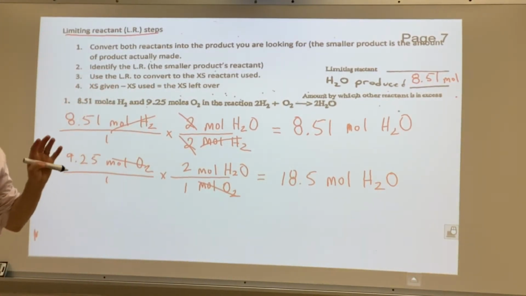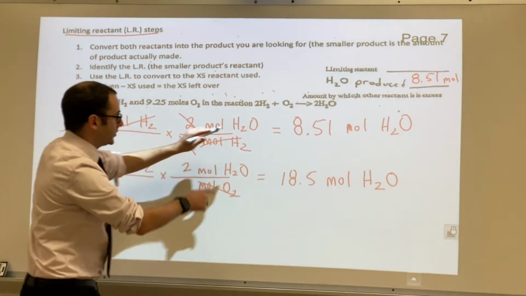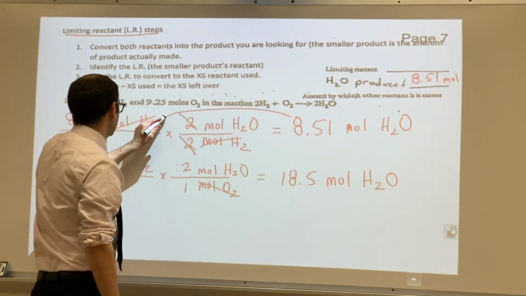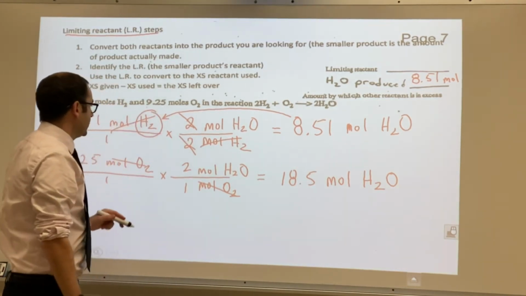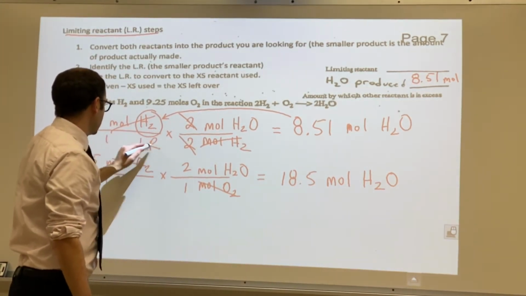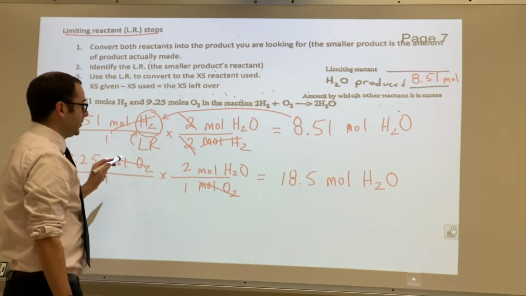What's the limiting reactant? H2. Yeah, the H2, because it's related to the smaller number. Okay, so that's going to be our LR, all right, for limiting reactant.